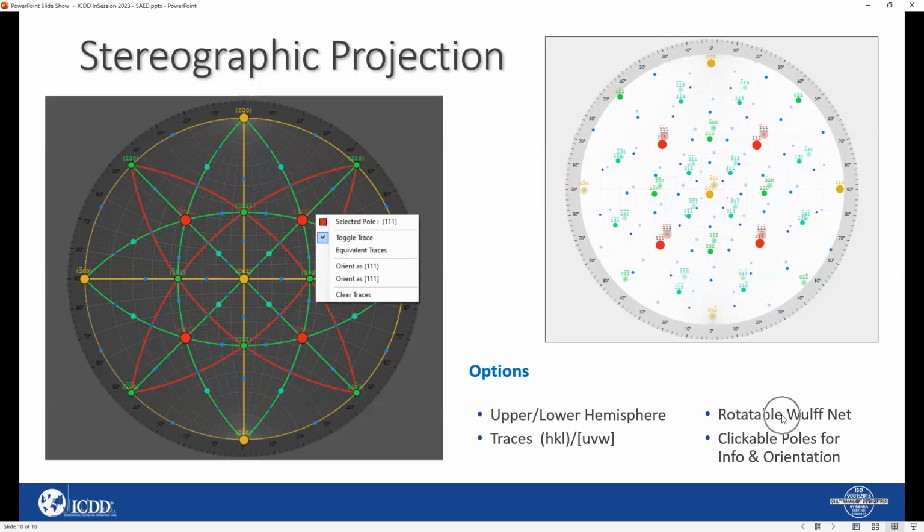We have a rotatable Wulff net. We have clickable poles that give us the HKL indices, and we can also use that context menu to reorient the crystal using the clicked pole indices. And we can also assign traces to the HKL or UVW poles.